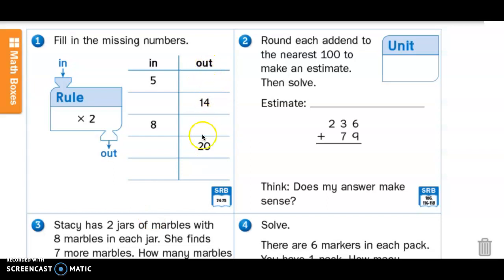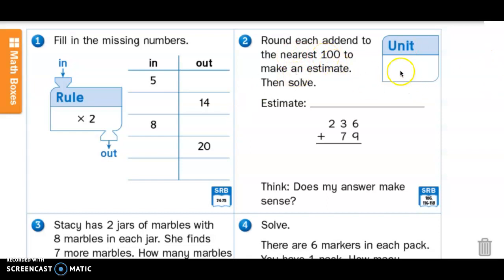But look at when they have that output, that means we have to put it in backwards. And when we put it in backwards, our rule has to reverse. So instead of multiplying by 2, it would be 14 divided by 2. And then what's your answer? To double check, you take your answer and you multiply it by 2. Does that equal 14?